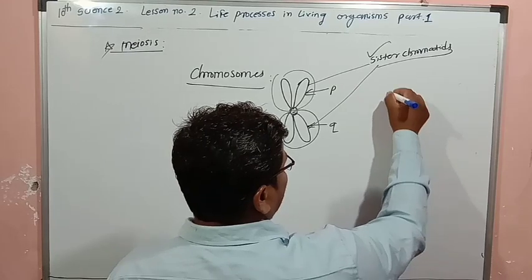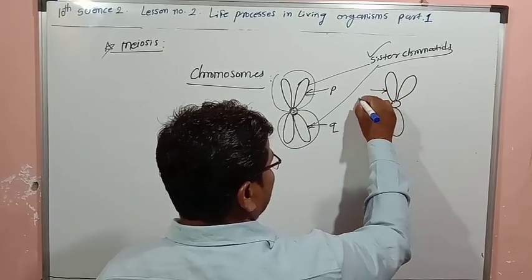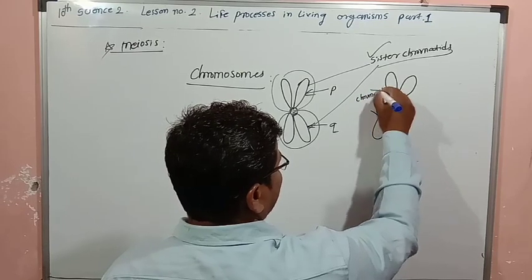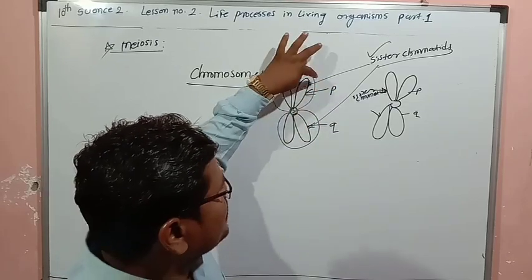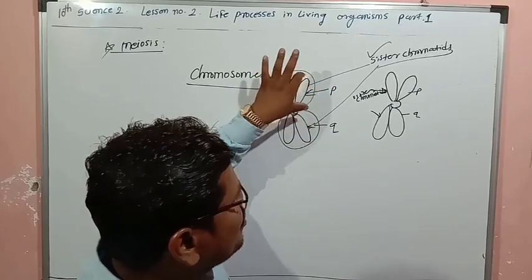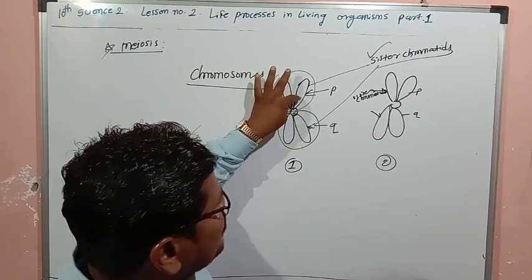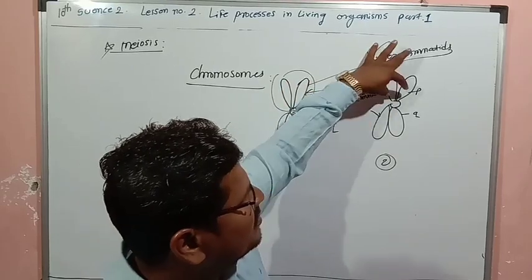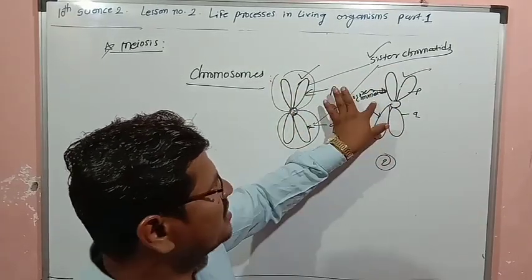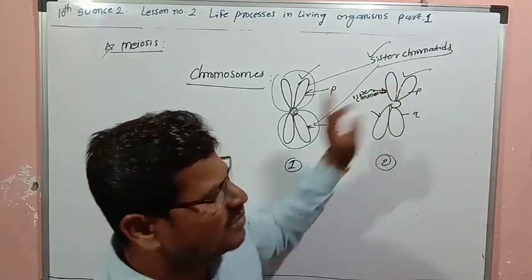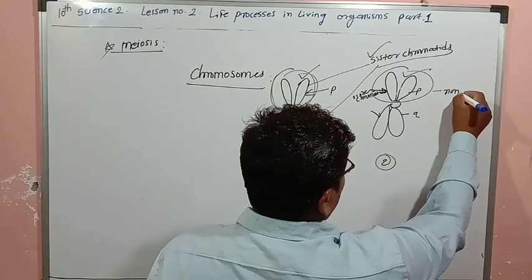Similarly, if there is another chromosome, its P arm and Q arm are also sister chromatids. Suppose this one is chromosome number 1 and this one is chromosome number 2. In the first chromosome these two are sister chromatids, and in the second chromosome these two are sister chromatids. But the uppermost part of one and a part of the other you cannot call sister chromatids, because these are parts of different chromosomes.